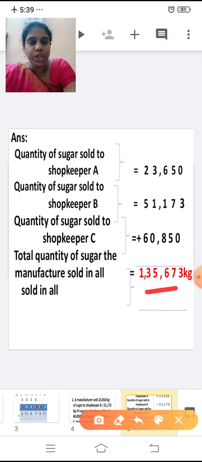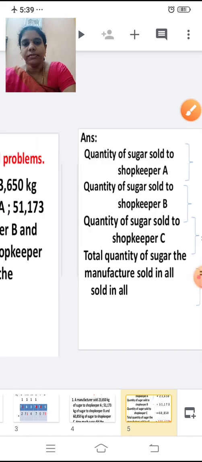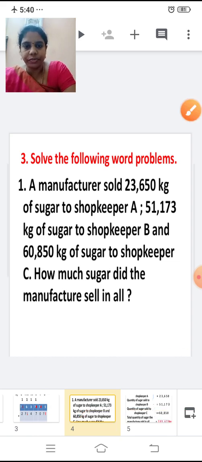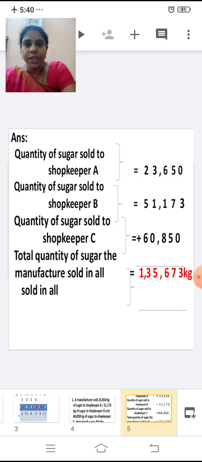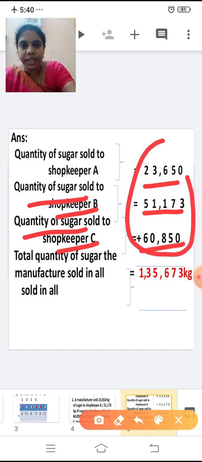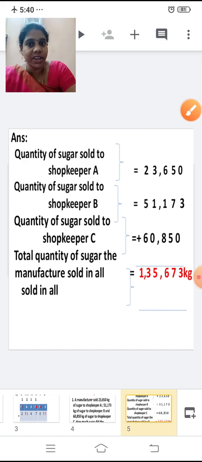Total quantity of sugar the manufacturer sold in all is equal to 1,35,673 kg of sugar. So while doing the word problem, just read the question 2 or 3 times till you understand. So quantity of sugar sold to shopkeeper A, quantity of sugar sold to shopkeeper B, quantity of sugar sold to shopkeeper C. Then total quantity means you are going to add all these 3. Then the answer is 1,35,673 kg.